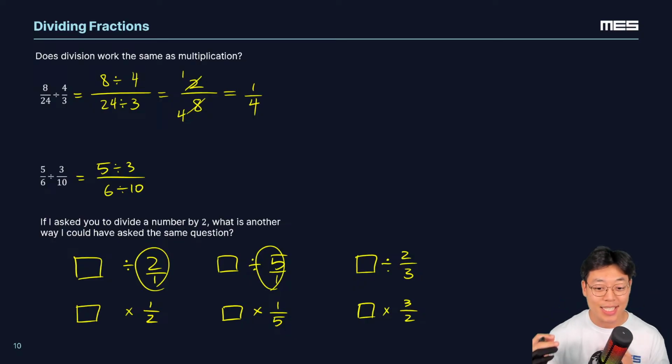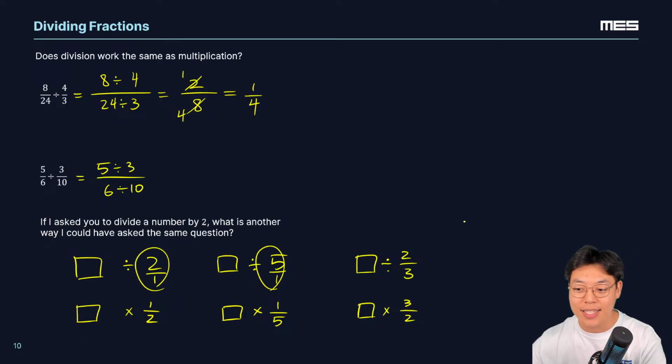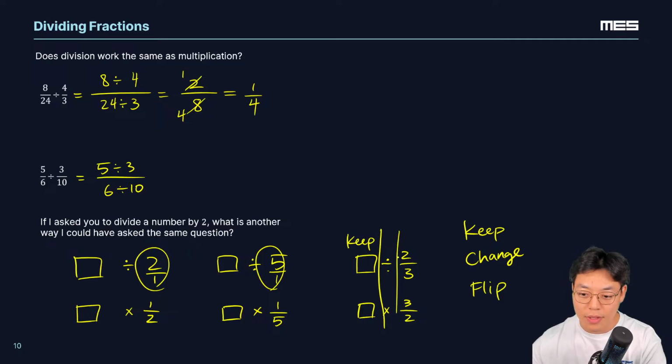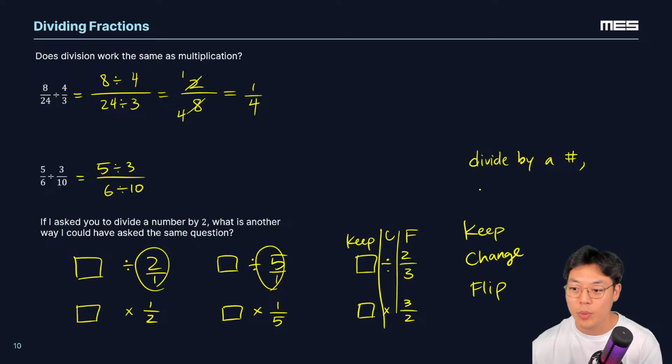Math, by definition, is the study of patterns. And this pattern works every single time. And that's where the phrase keep, change, flip came from. We keep the number, we change the operation, and we flip the fraction or number that we're dividing by. So KCF, keep, change, flip. Another way you may have learned this in school is whenever we divide by a number, we can multiply by its reciprocal.